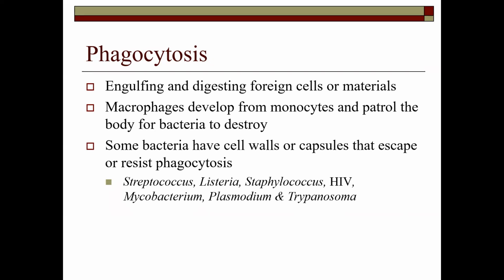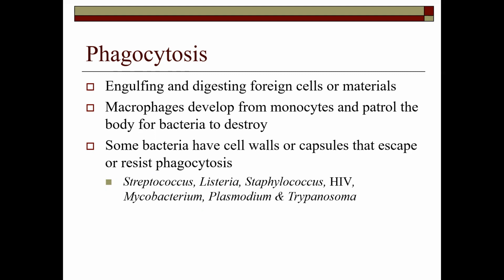Now, there are some pathogens that we know of that are highly, highly resistant to phagocytosis. And here's a list of them. Some of these we've already talked about. So Streptococcus bacteria, Streptococcus pyogenes, Streptococcus pneumoniae, are highly resistant to phagocytosis, so it's very difficult for our macrophages and neutrophils to kill that type of bacteria. Same kind of thing with Listeria, which we haven't talked about yet, but we will. Certain types of Staphylococcus bacteria can resist phagocytosis. The HIV virus is very good at resisting phagocytosis.